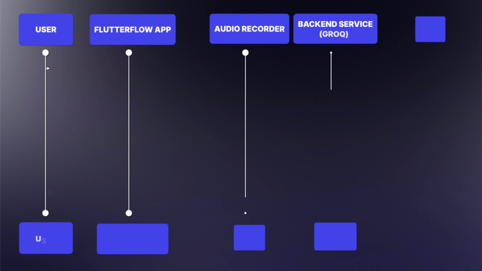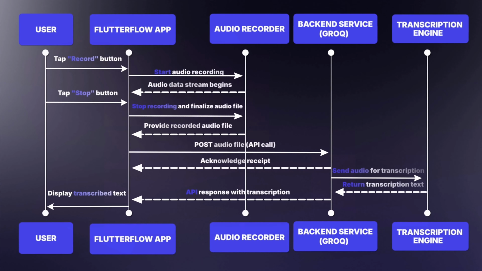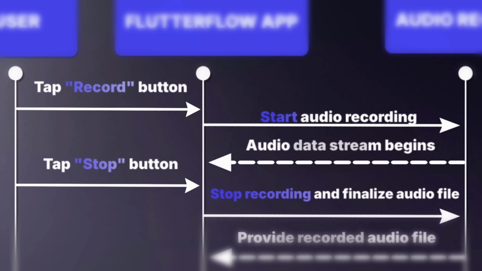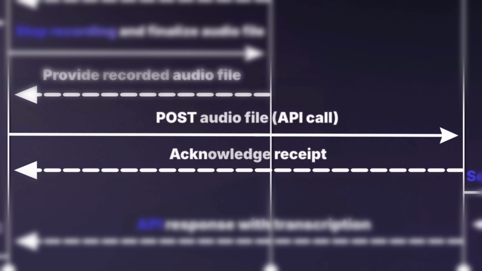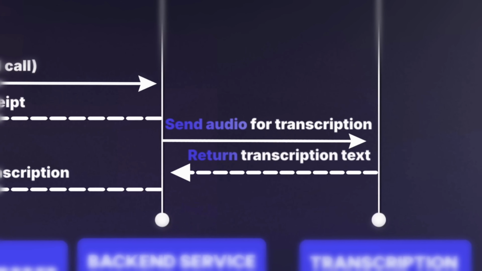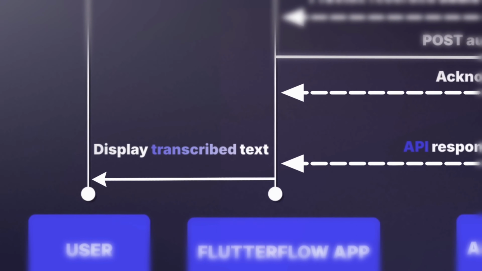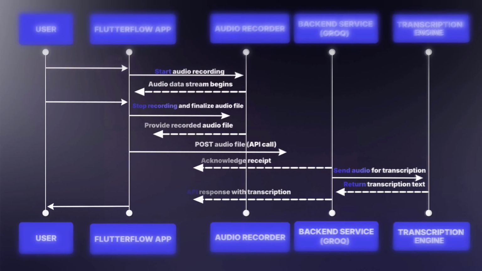We're going to illustrate the process by way of a mermaid diagram. You may have seen these sort of process diagrams before. They use different arrow types to distinguish between the initial recording process, then the handoff of the audio file to our backend service, the transcription process, and finally the delivery of the transcribed text back to the user.